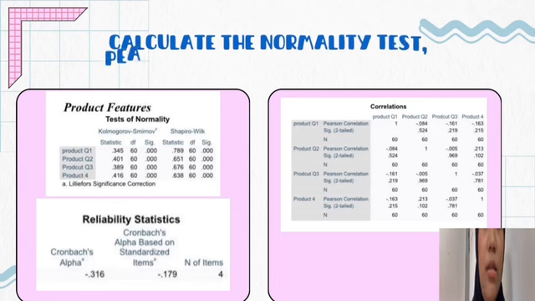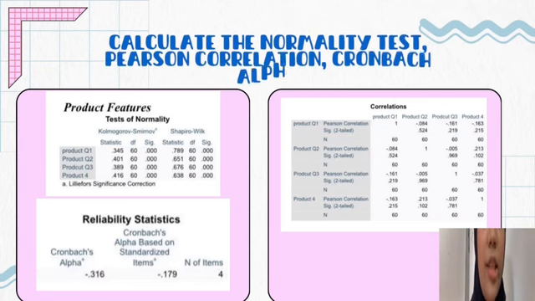The image shows the result of the normality test and correlation analysis for product features across 4 quarters. Normality test. The normality tests were conducted using Kolmogorov-Smirnov and Shapiro-Wilk. The significance values are all 0.00, which means the data for product features in all quarters is not normally distributed.